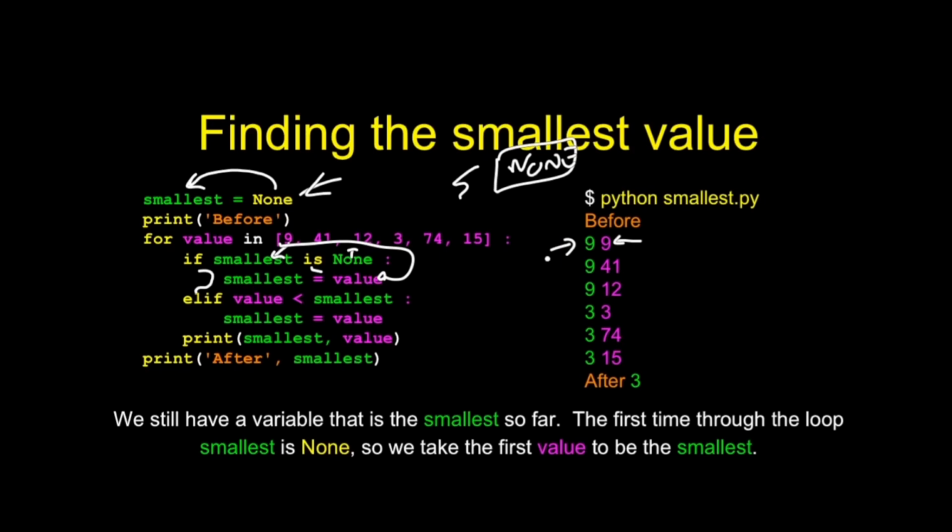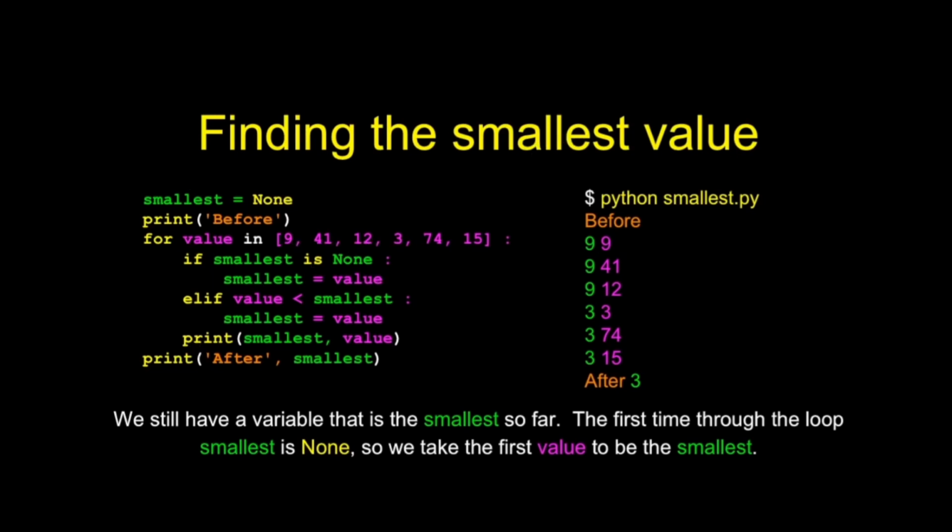And again, we're assuming we don't know what the first value is before the loop starts, so we use the first iteration through the loop as the moment where we capture that. Okay? So smallest is the value, and then we print it, we go back up, and now it runs again with 41. 41 is not none. There's only one thing that's none, so smallest is not equal to none, or is not none. So this is false, so it skips over here.